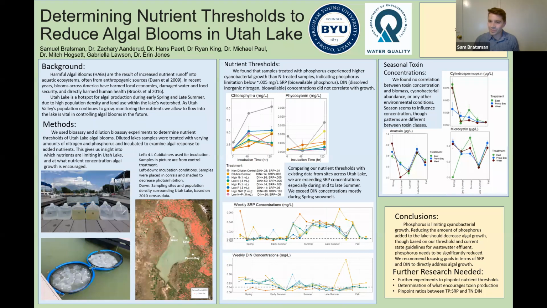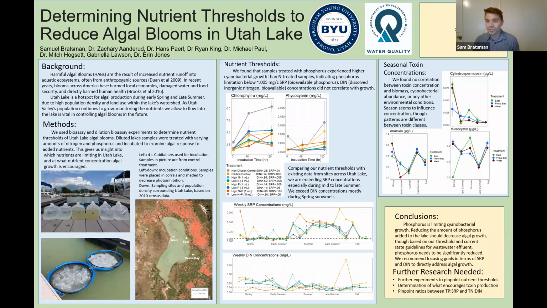But if we look at this threshold that we set and compare that to the current state guidelines for the wastewater treatment plants around Utah Lake, there's an order of magnitude difference. And if we were to tell these wastewater treatment plants that they need to reduce the amount of phosphorus that they're letting flow into the lake, they would have to reduce their output by about 90%. So it is a big jump, but we believe that if we reduce the amount of phosphorus that we put into the lake to this threshold, we won't see these strong algal blooms.